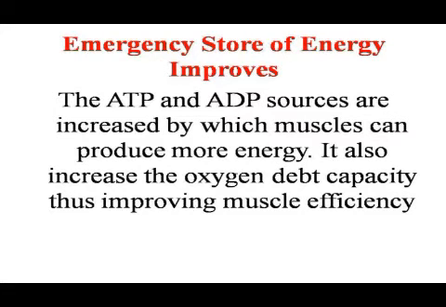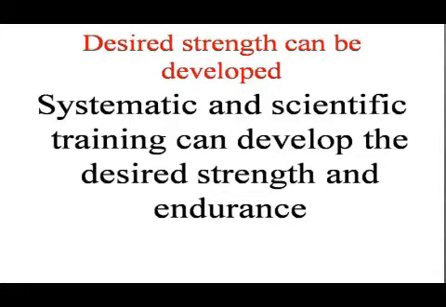Seventh is emergency store of energy improves. The ATP and ADP sources are increased, by which the muscle can provide more energy. It also increases the oxygen debt capacity, thus improving muscle efficiency. Eighth, desired strength can be developed. Systematic and scientific training can develop the desired strength and endurance.